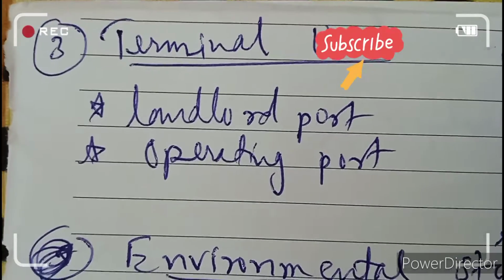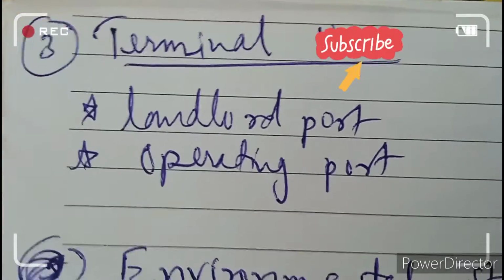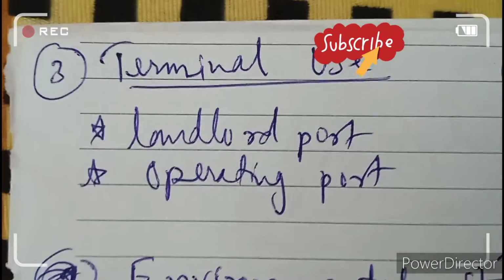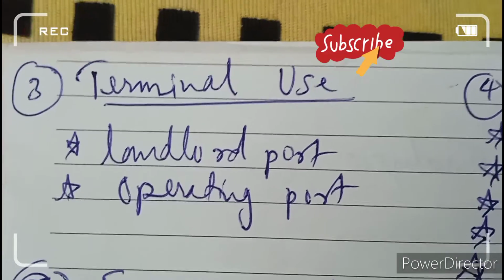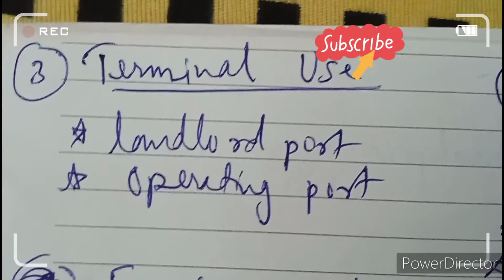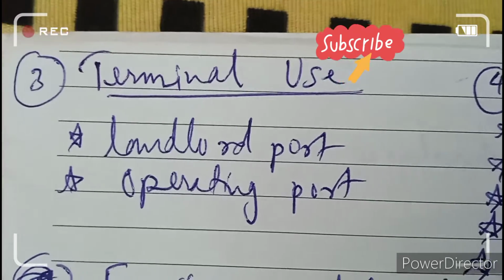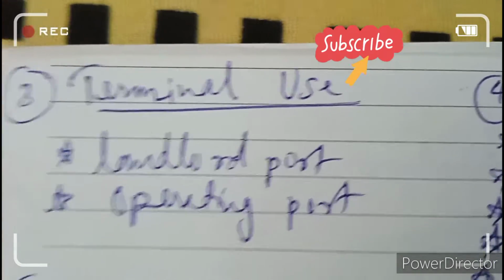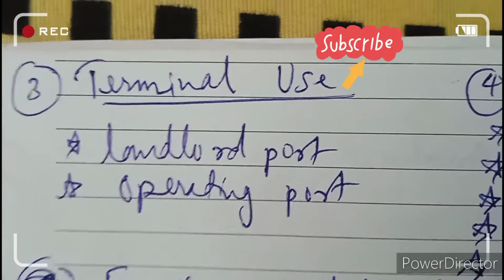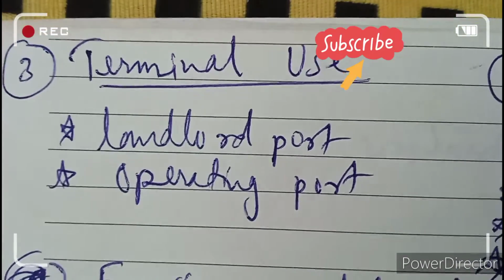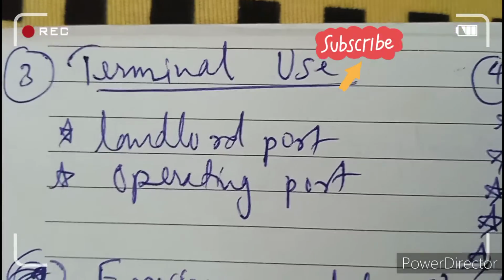So let's continue with our phases of new port development, or say construction of a new port. We are in the third phase, that is the usage of a terminal. Port terminal use can be of two types mainly. One is landlord port and the other is operating port.